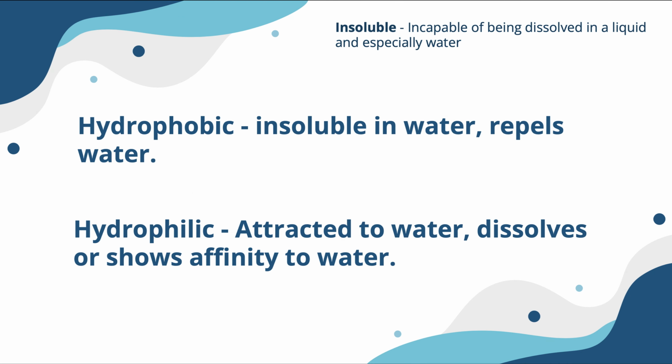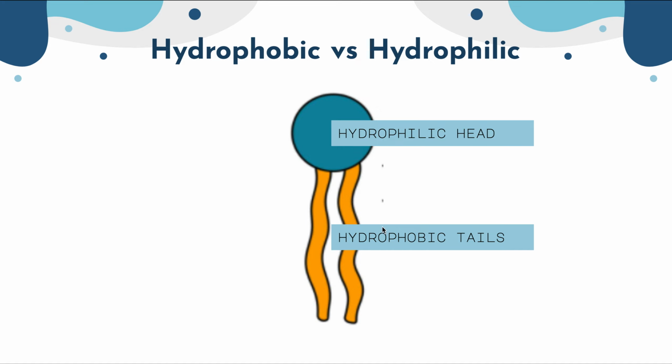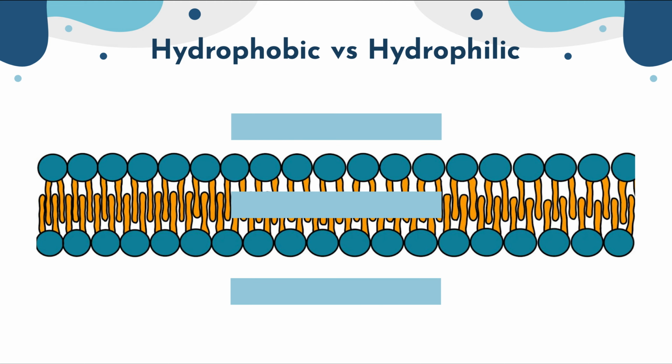Some terms to know are: 1, hydrophobic, which means that something is insoluble in water or repels water, and 2, hydrophilic, which means something is attracted to water, dissolves in water, or shows an affinity to water. The cell membrane is a phospholipid bilayer, which means it is made out of lipids, or essentially fat, and it's a bilayer, which means it has 2 layers. It is composed of hydrophilic heads and hydrophobic tails.